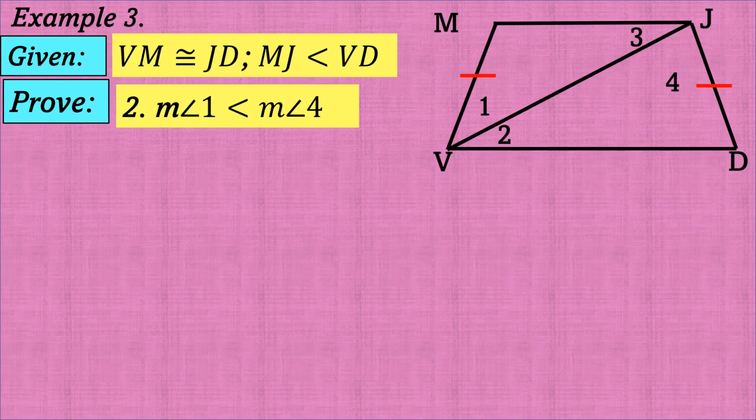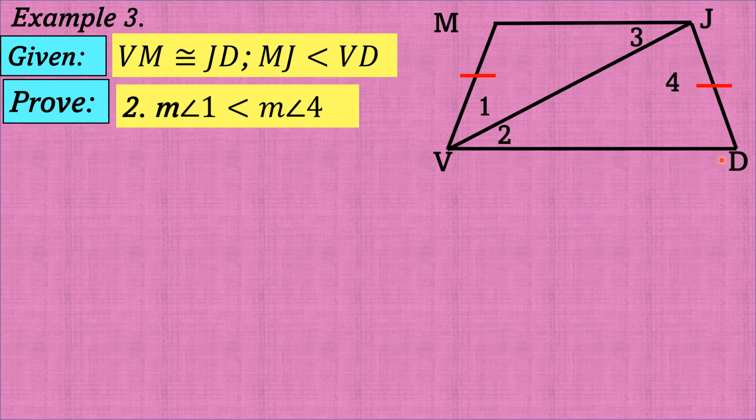Next, we have example number 3. The illustration shows that side VM is congruent to side JD. So this is our side VM and our side JD. The two marks here indicate that the two sides are congruent. Then MJ is less than side VD. This is our side MJ, and it says that this is less than side VD.